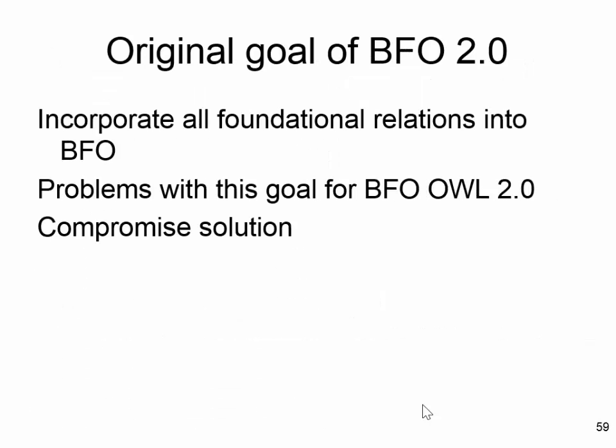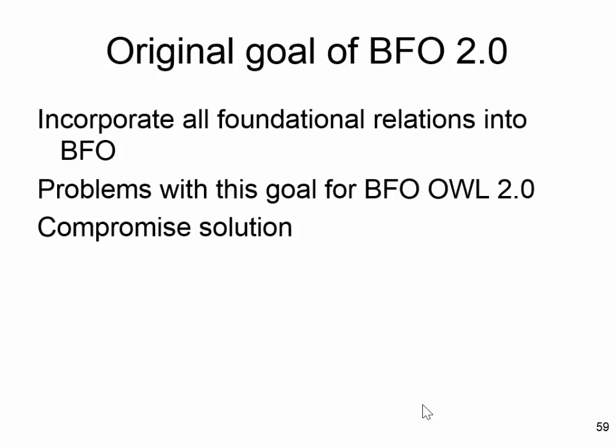The original goal of BFO 2.0 OWL, so we're talking now about the OWL representation, was to incorporate all the foundation relations into the BFO OWL representation. The compromise is to incorporate only the uncontroversial relations into BFO. The more difficult ones are to be found in the relation ontology, which will now be maintained carefully in such a way that we will find it easier to import the final representations of the corresponding relations into BFO OWL 2.1, which will be released in a finite time.